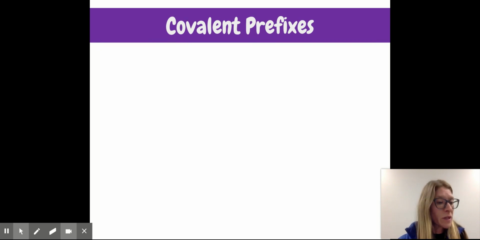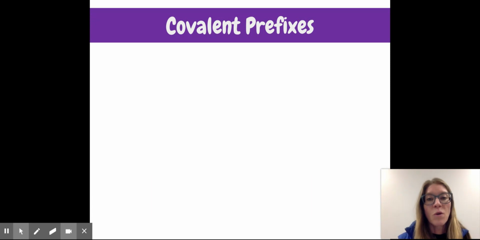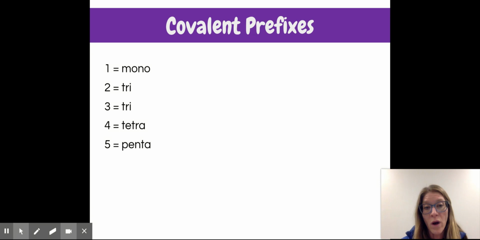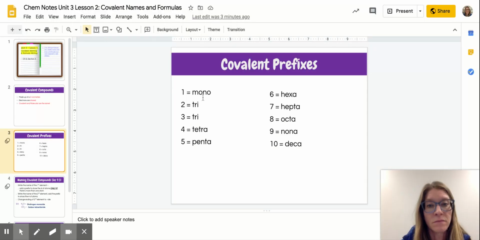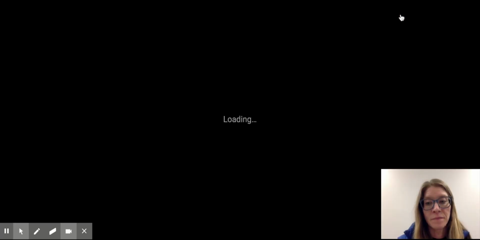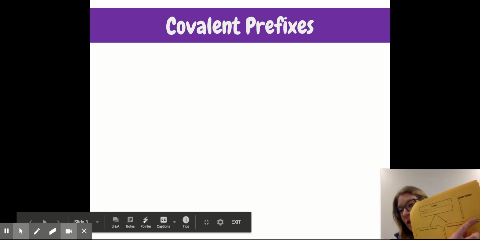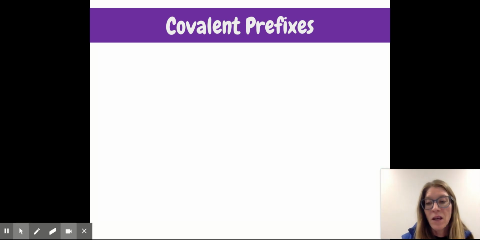All right, so we'll start with the prefixes, which are over here in your notes packet. So with covalent compounds, you will use prefixes for the name. So 1 is represented by mono. So the prefixes you will write on the side of your notes packet. Covalent compounds will use prefixes in the name.